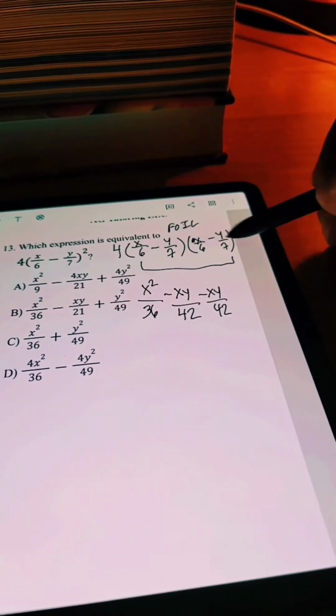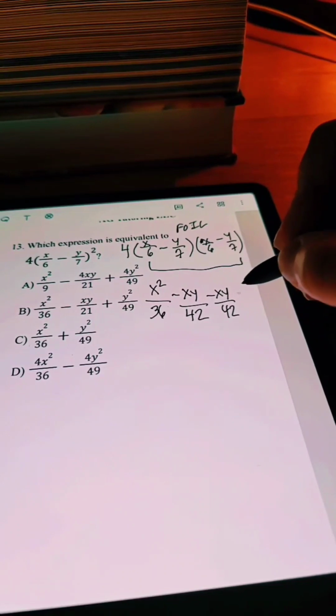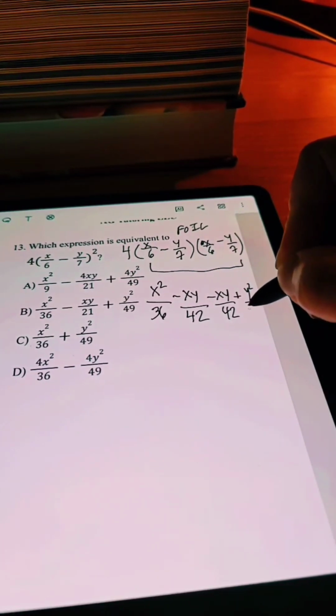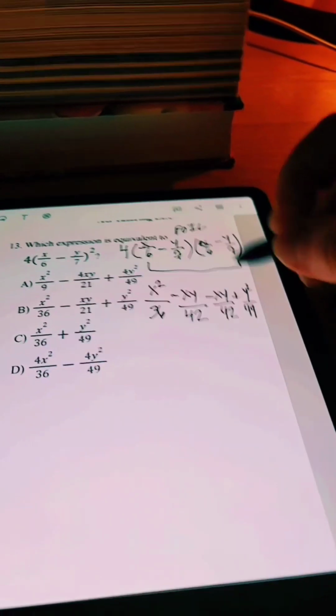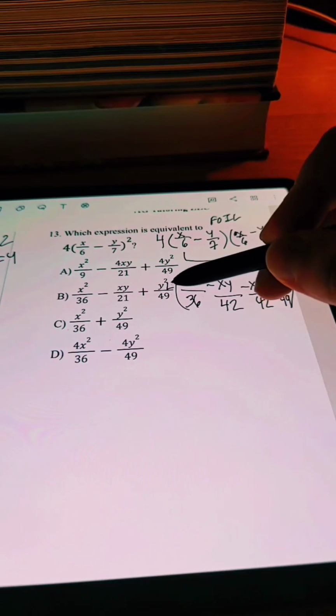And then L stands for you're going to multiply the last things. So negative y over 7 times negative y over 7. So that's going to be plus y squared over 49. And then, of course, you have the 4 on the outside still.